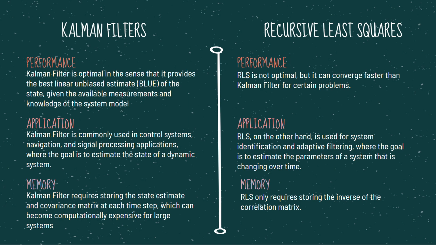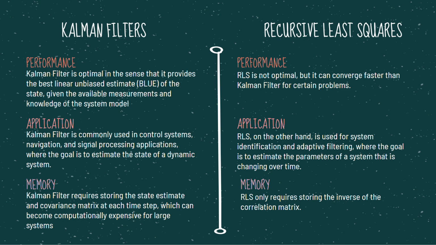Kalman filter is commonly used in control systems, navigation, signal processing applications, where the goal is to estimate the state of a dynamic model. But recursive least squares is used for system identification and adaptive filtering, where the goal is to estimate the parameters of the system that is changing over time.